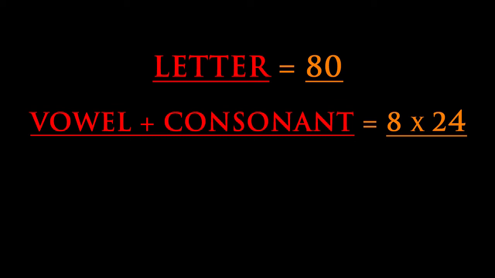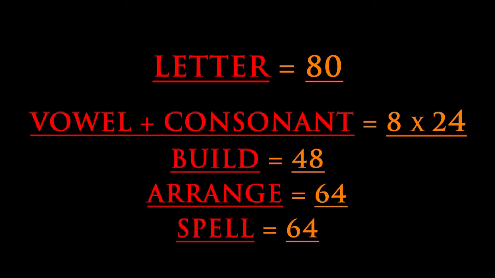So, how are letters put together? Well, what's amazing is that ultimately it's letters that are put together, built, spelled, to make the words and the communication that we have. Build equals 48. Arrange equals 64. Spell equals 64. Row equals 56. Line equals 40. All of these words that describe a building of words from the letters all divide by 8 perfectly.